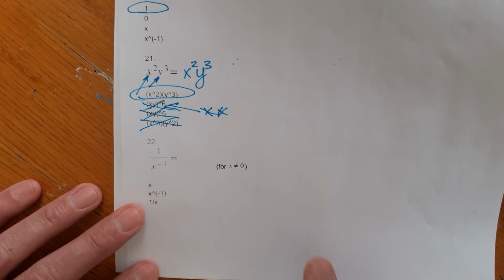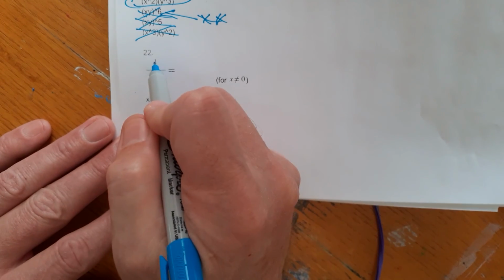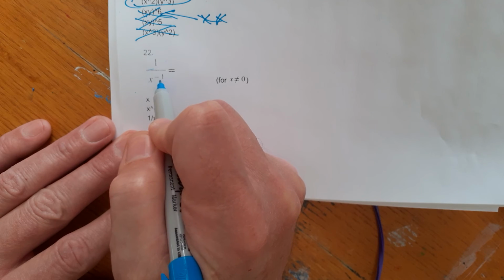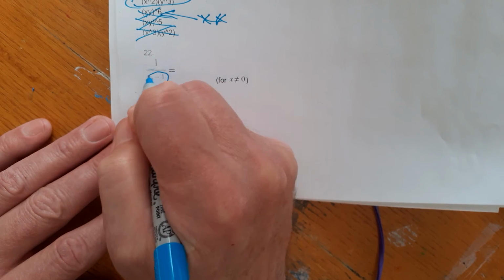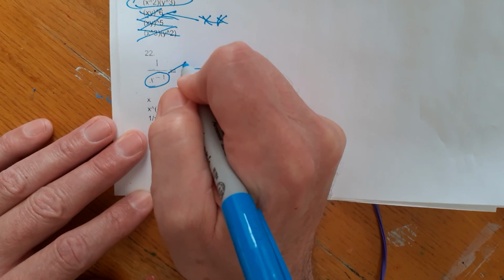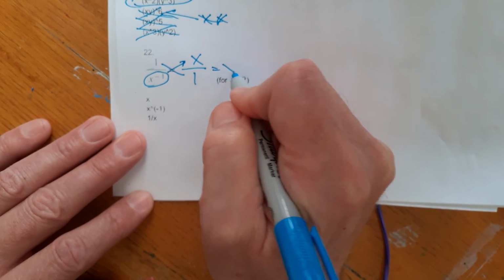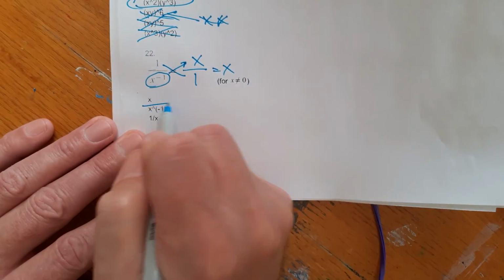Okay? Now let's move on to negative powers. Like we said before, if it's 1 over x to the negative 1, this negative can be moved to the other position. So this can come straight up to here, and this can be just a 1. So this can be x. So here's the answer right here.